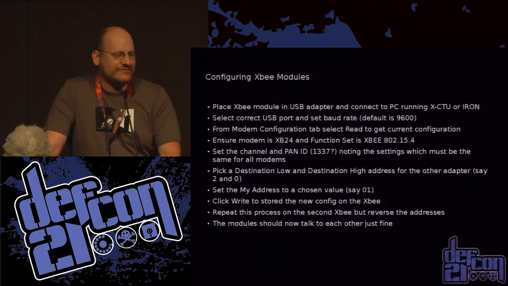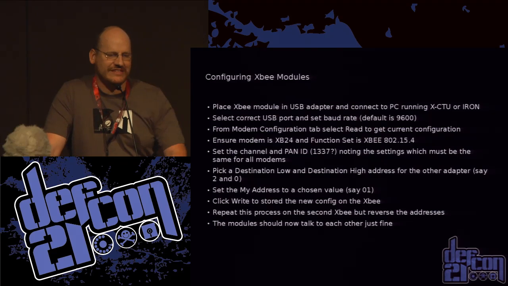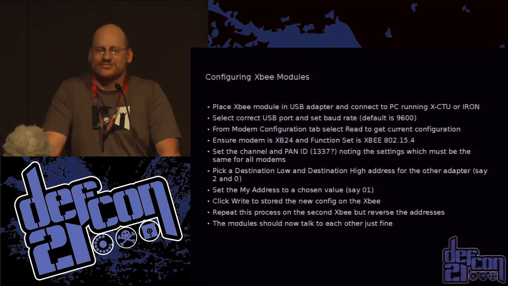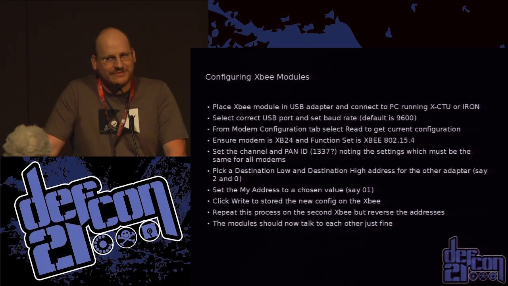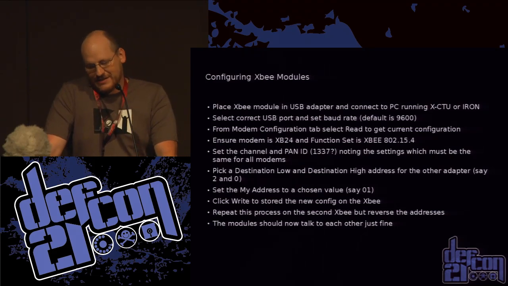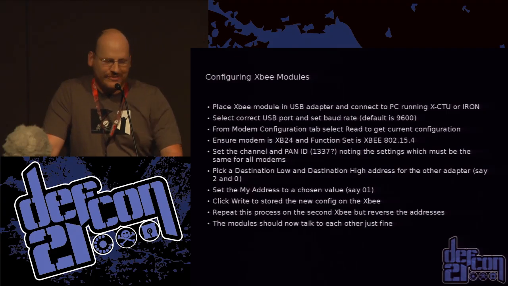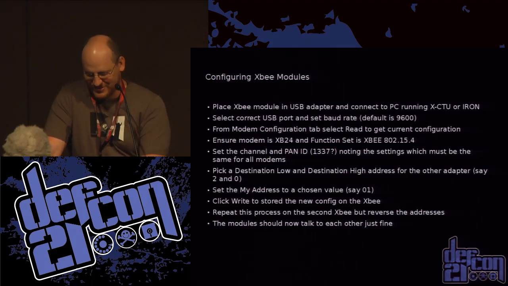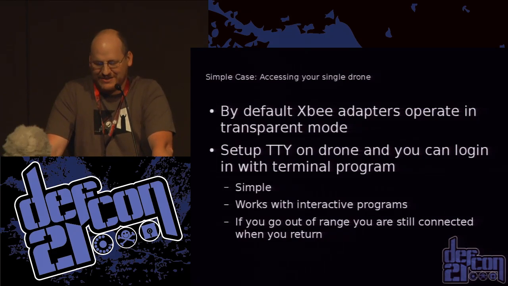You just write this information to your modem, then you label it with a piece of tape or something so that you don't get them all confused because they all look the same. And go forth and do some XBee networking, all right?